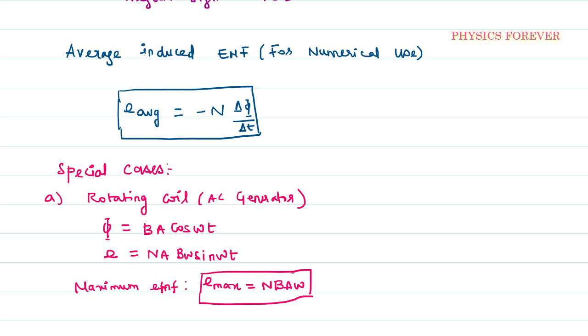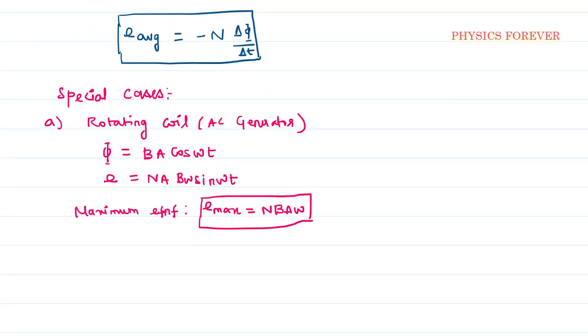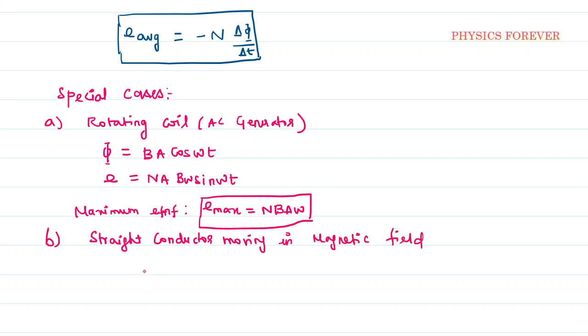The next case: there are two special cases. One is the rotating coil, and another one is a straight conductor moving in a magnetic field, that is equal to BLV.